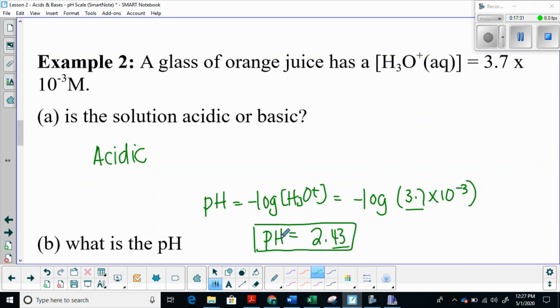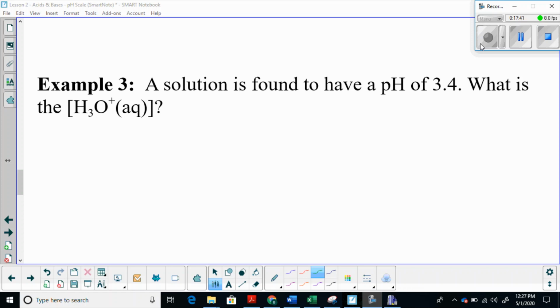You will still round the same, but in a pH or pOH situation, you will only report decimal numbers that are significant. All right, this question I'm going to have you try on your own. When you're ready, you can unpause and check your answer.